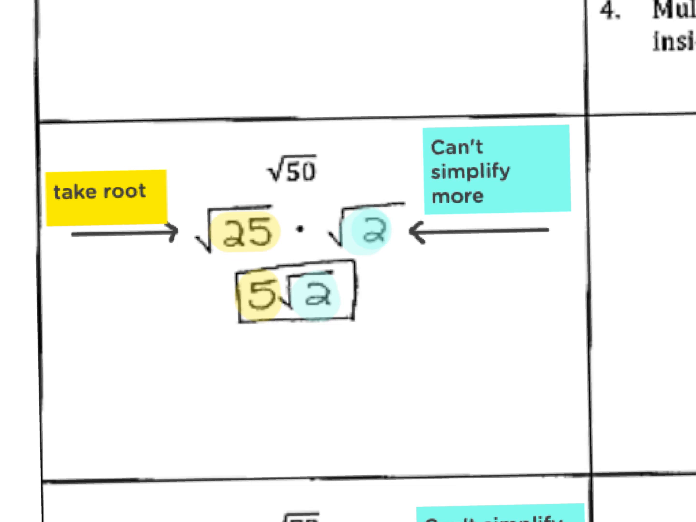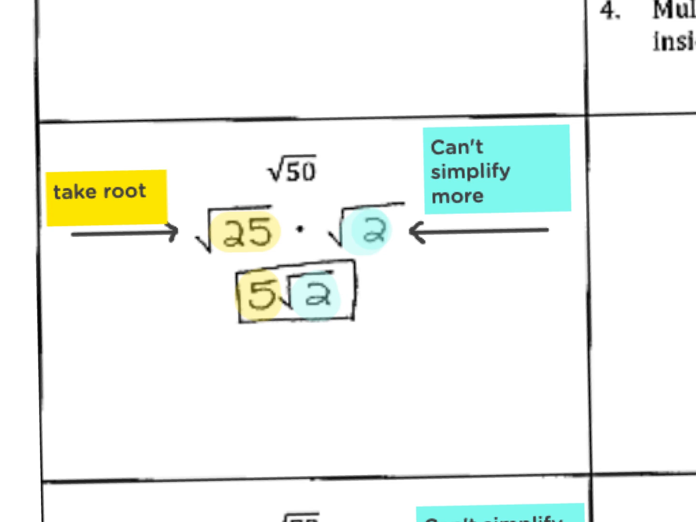So what you do is you break up the square root of 50 into 25, because 25 is a perfect square. It's the square root of 25 times the square root of 2. And then what's the square root of 25? Well, that's just going to be 5. And then you can't take the square root of 2 without it turning into one of those crazy decimals. So that is what we call as simplified as it could get.